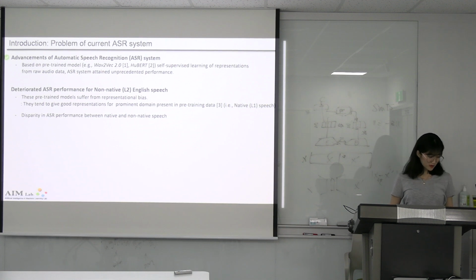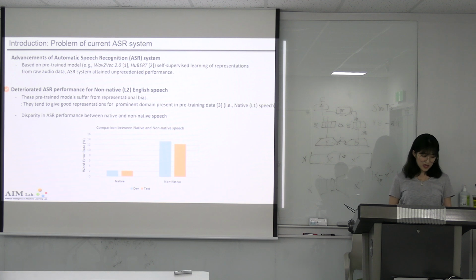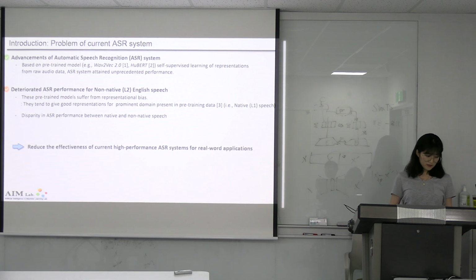So previously published speech models like Wav2Vec 2.0 or HuBERT are trained with this pre-train and fine-tune paradigm, and these models show unprecedented performance on native English speech, which gives only 2 to 4 points of error rate. However, when native and non-native speakers speak identical text, these models show some limitation like this, which gives a higher error rate on non-native speakers. And this reduces the effectiveness of current high-performance ASR systems for real-world applications.